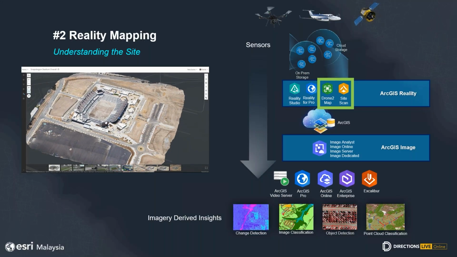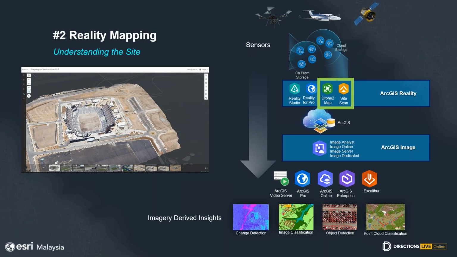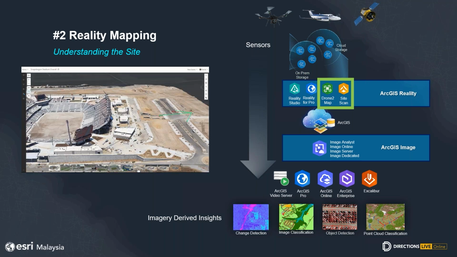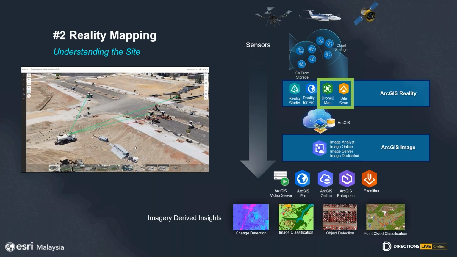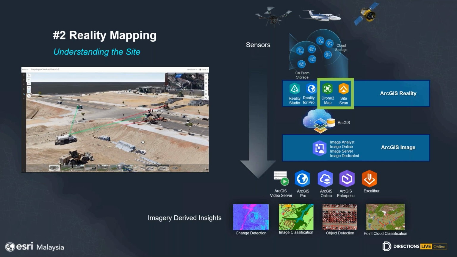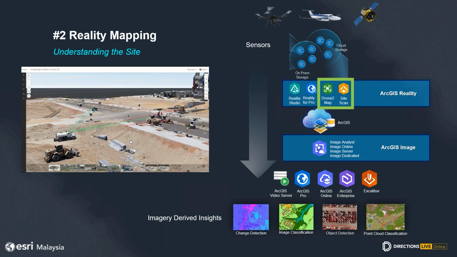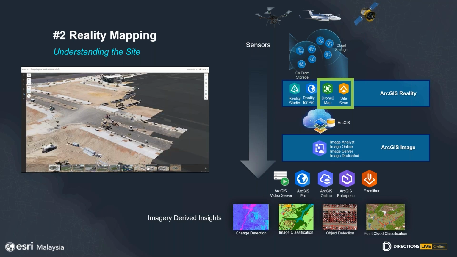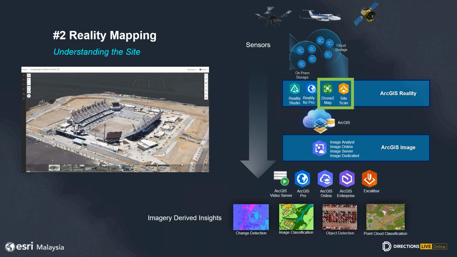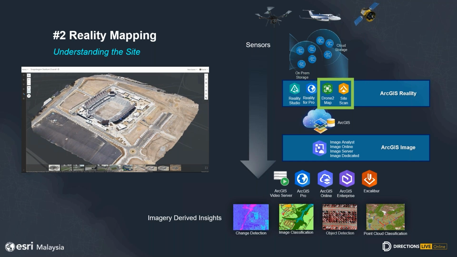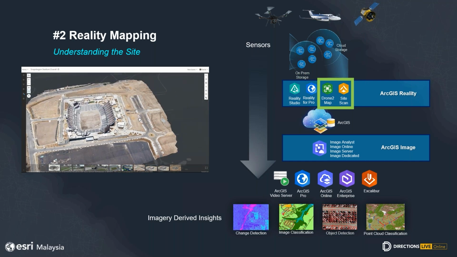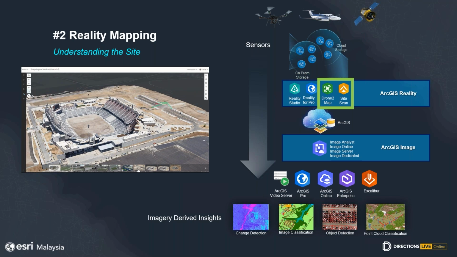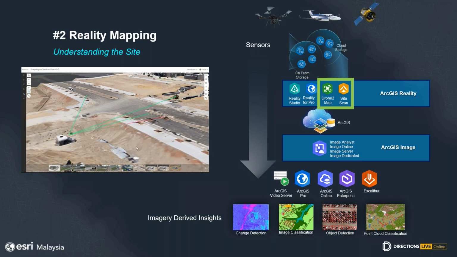And the second pillar of in-field operation is reality mapping. This is relevant with the growing use of drone technology. ArcGIS Reality, including tools like SiteScan and Drone to Map, offers quick and precise site capture, which saves both time and cost. These tools ensure that our site data is highly detailed and accurate.